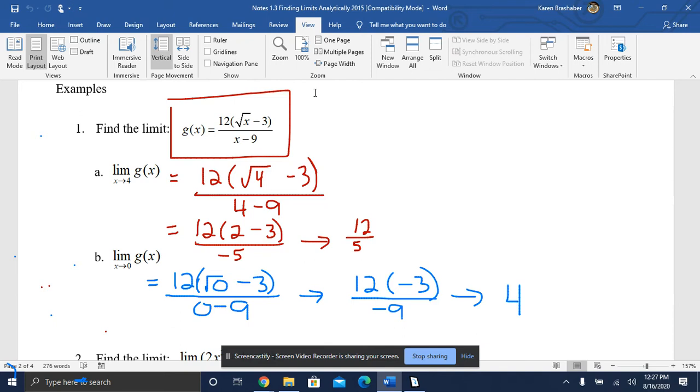So again, that direct substitution. I'm going to erase these and scroll on up to our last two examples.